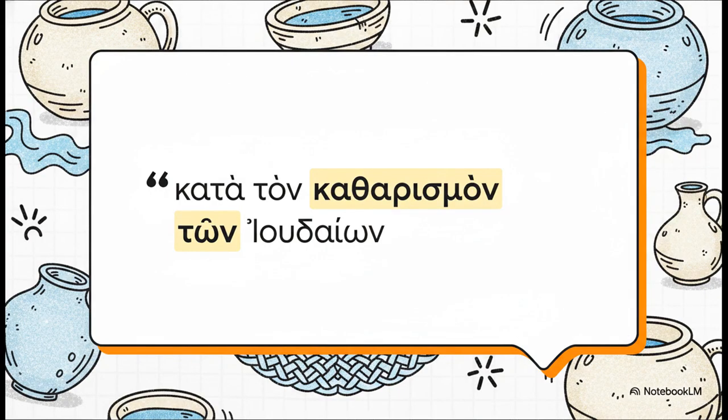John confirms this with a very specific Greek phrase, kata ton katharismon ton Ioudaion, which means for the purification rites of the Jews. This phrasing is huge. It grounds our text in non-speculative, verifiable, historical, and archaeological data. It proves beyond a shadow of a doubt that these vessels were permanently set apart to maintain cleansing and avoid contamination. They were the very vessels of the Old Covenant's purity system.